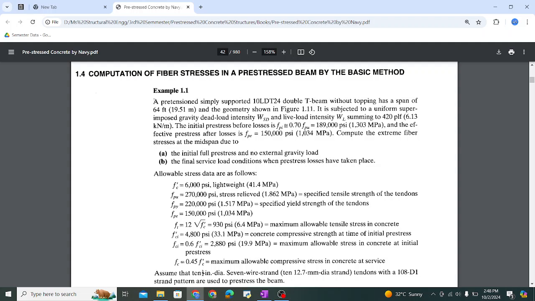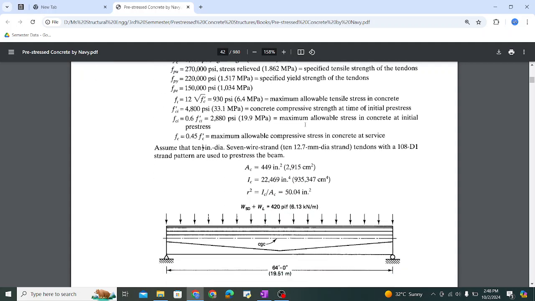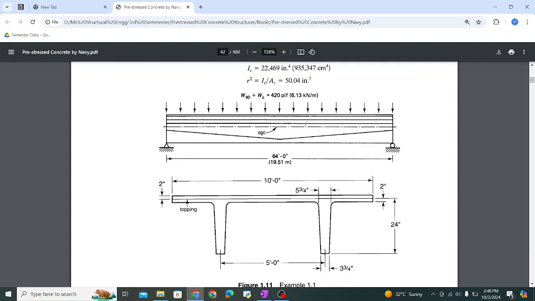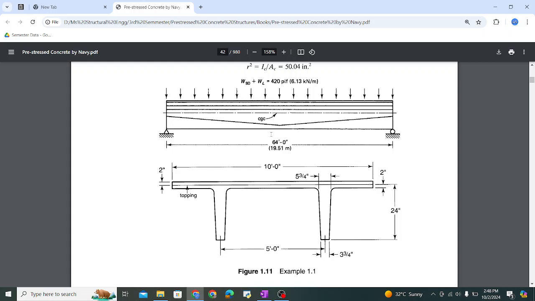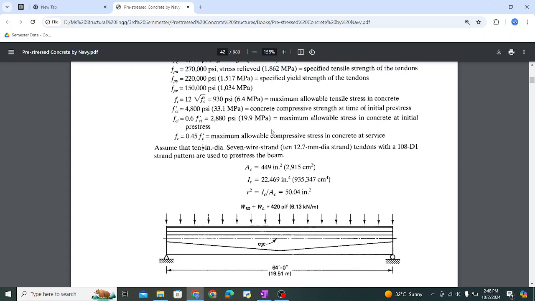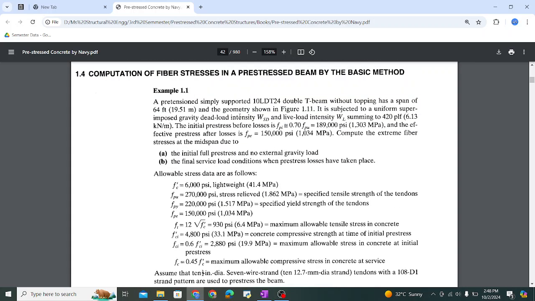In this example, you clearly read that this is a T-beam. Here, if I go to the figure, you can see that it's a T-beam. Details are given. So in this example, we will compute the extreme fiber stresses at mid-span.